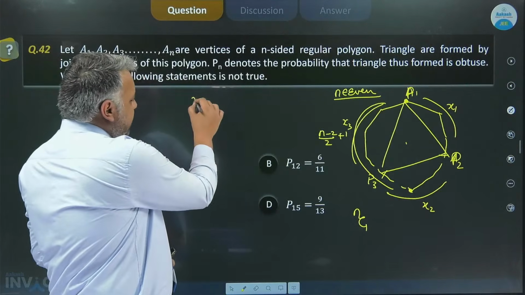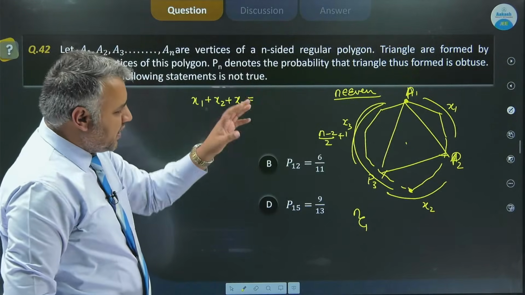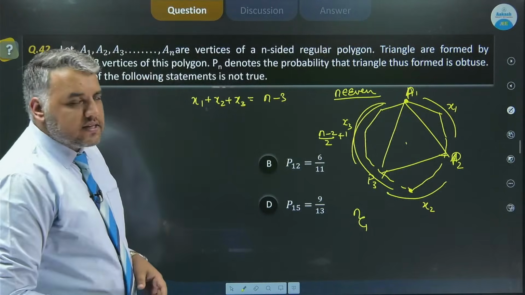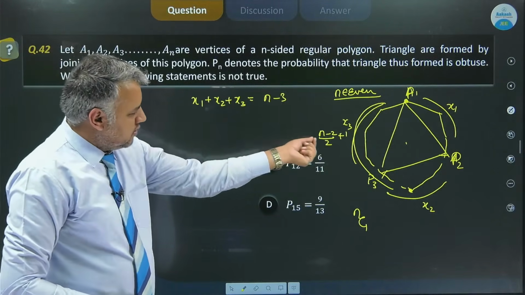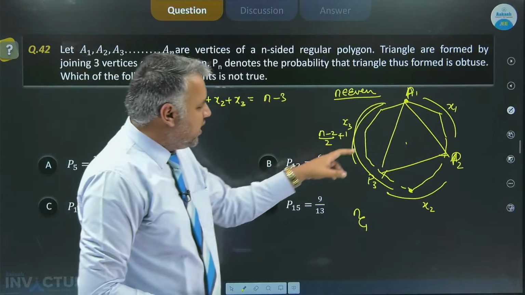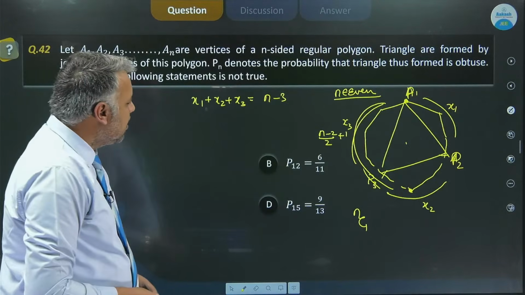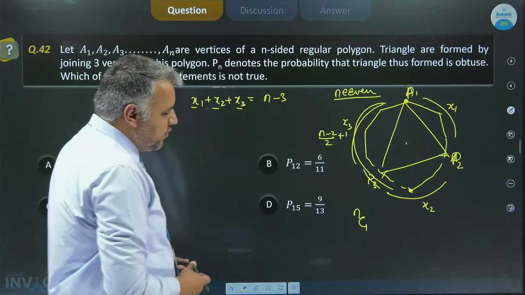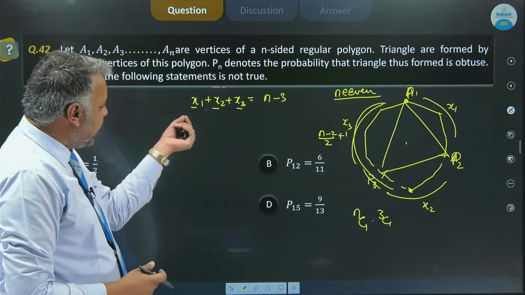So x1 plus x2 plus x3, how much will this be? There are total n vertices. We have selected 3 vertices, so this must be n minus 3. The restriction here is that one of these xi's must be greater than or equal to n by 2. At least we have to leave n by 2 vertices. Half we have to leave. So if one of these will have at least n by 2, then we can say 3c1. Which one of these? We have to take cases.